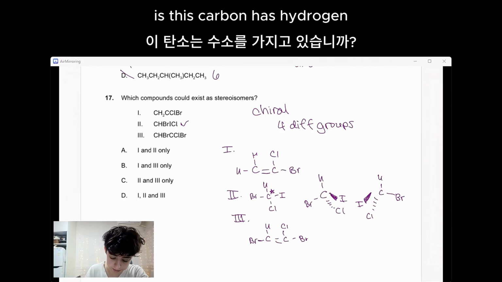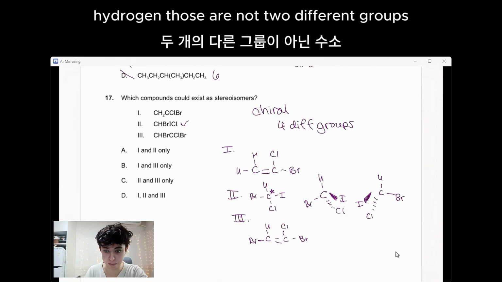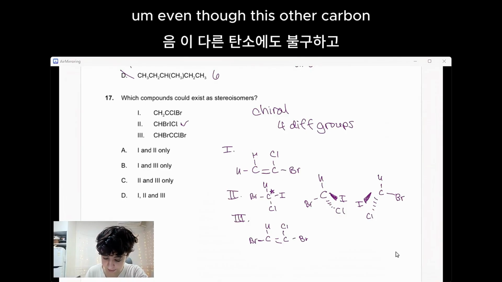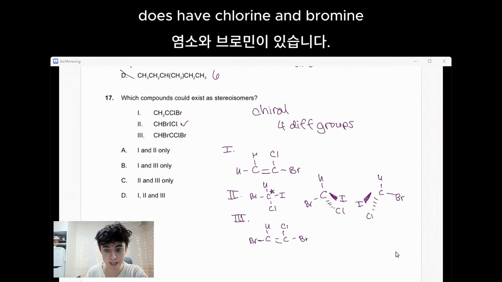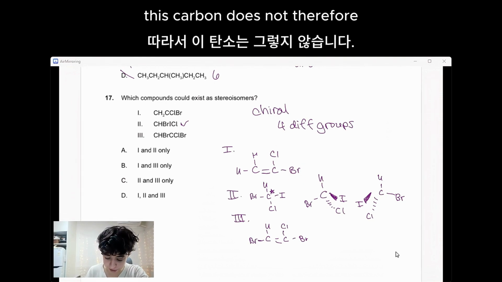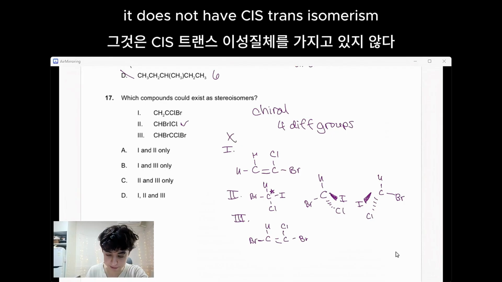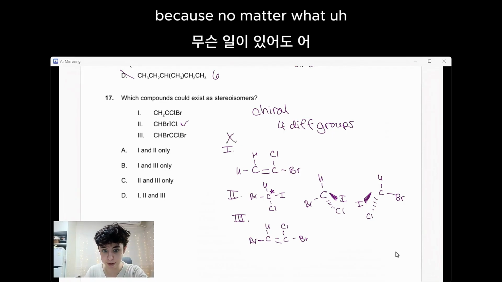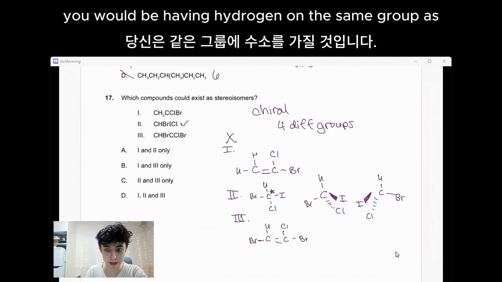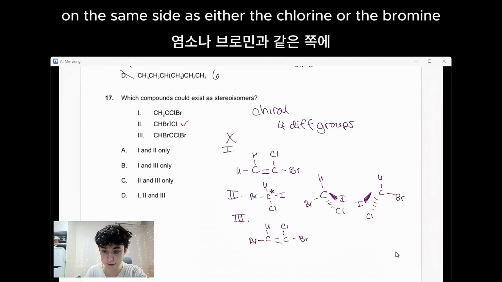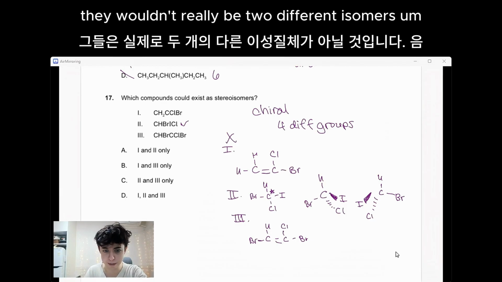CH2CClBr, this carbon has hydrogen and hydrogen. Those are not 2 different groups. Even though this other carbon does have chlorine and bromine, 2 different groups, this carbon does not. Therefore, it does not have cis-trans isomerism, because no matter what, you would have hydrogen on the same side as either the chlorine or the bromine. Therefore, they wouldn't really be 2 different isomers.